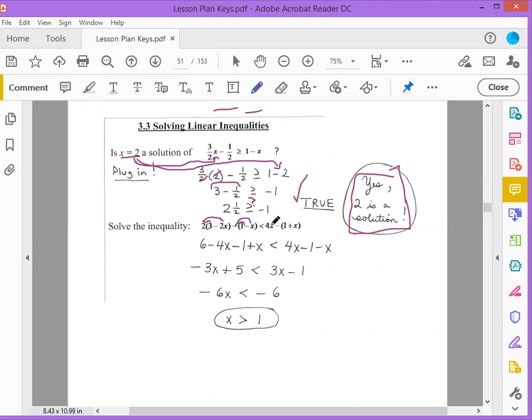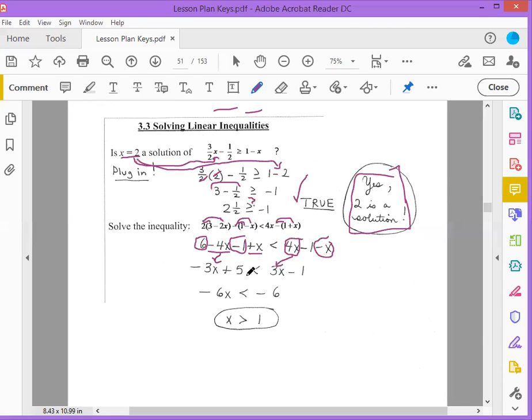Carry down our less than symbol, carry down 4x, and here we're going to distribute that negative again. Negative times 1 gives us negative 1, and that negative times x gives us minus x. Now we're going to combine like terms. On the right side of our inequality, we have 4x minus x. That gives us 3x. Carry down the minus 1. On the left side, we have negative 4x plus x, that gives us negative 3x. And we also have 6 minus 1, that gives us 5.